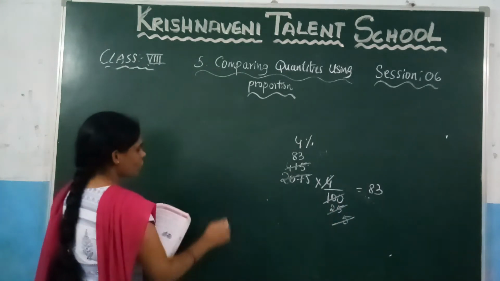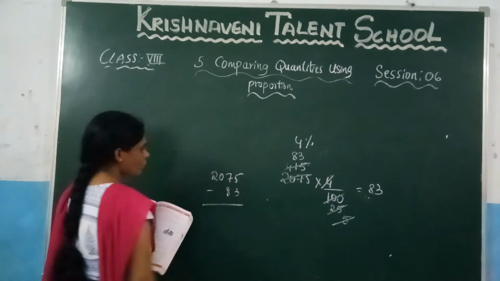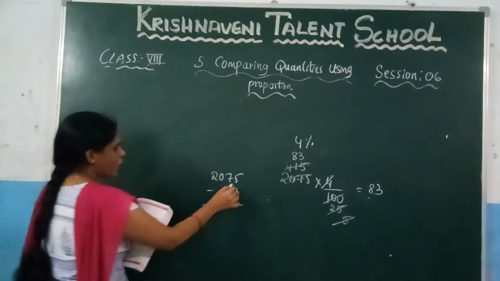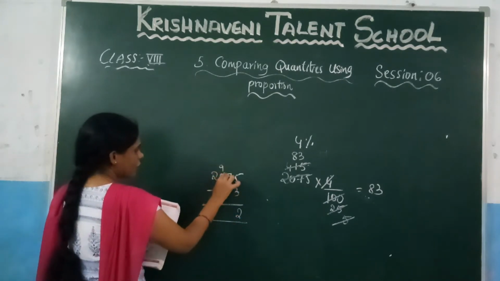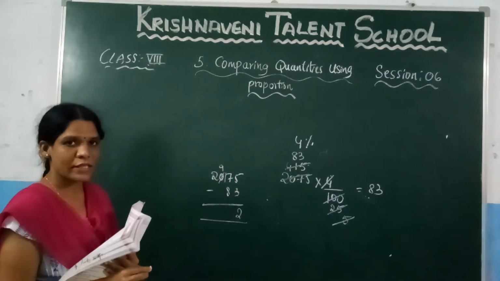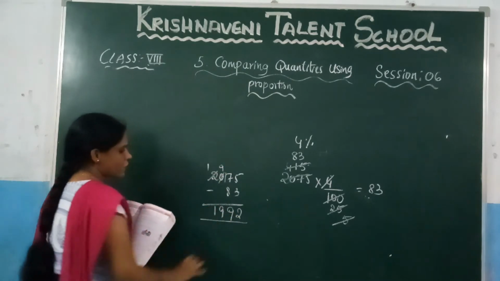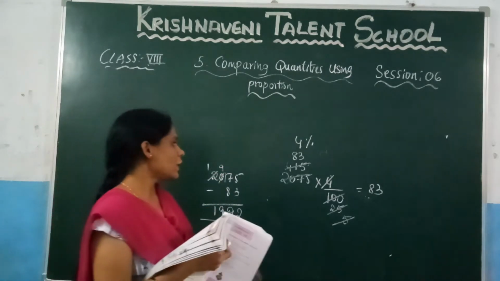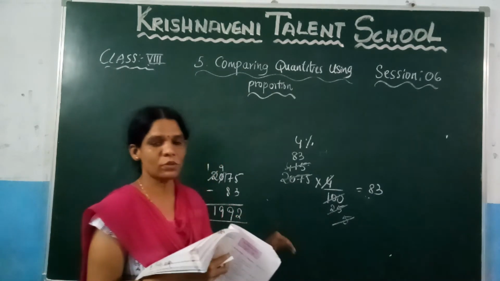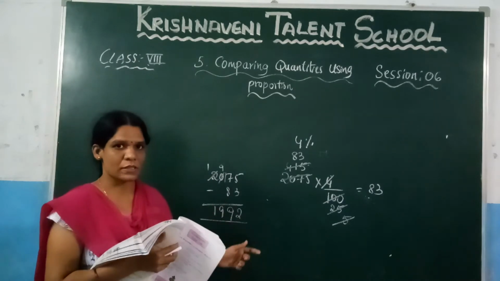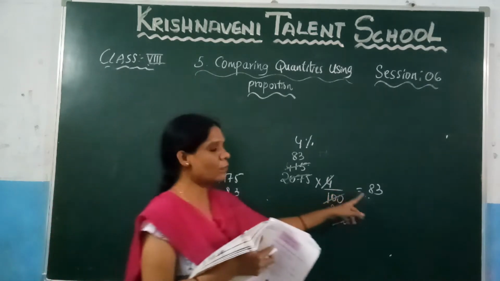So let us subtract those two. 2075 minus 83. What you will get? 5 minus 3, which is 2, right? Here you will get 9 and here you will get 17. What is the value of 17 minus 8? Which is 9. Here 1. 1992. So last year the number of members enrolled in the club is 2075. Now the number of members enrolled this year is 1992 because of the decrease of the number 83.